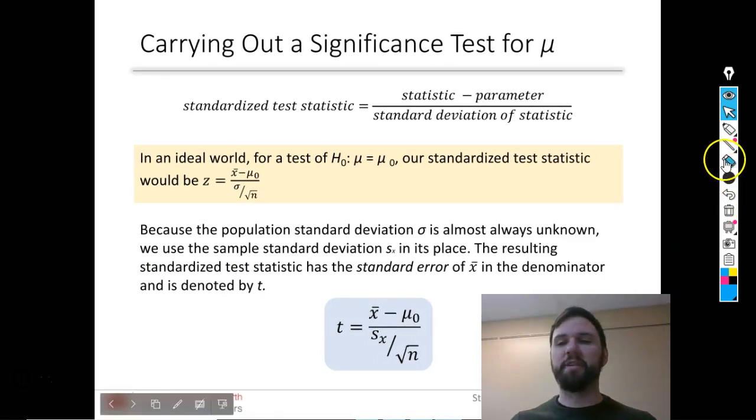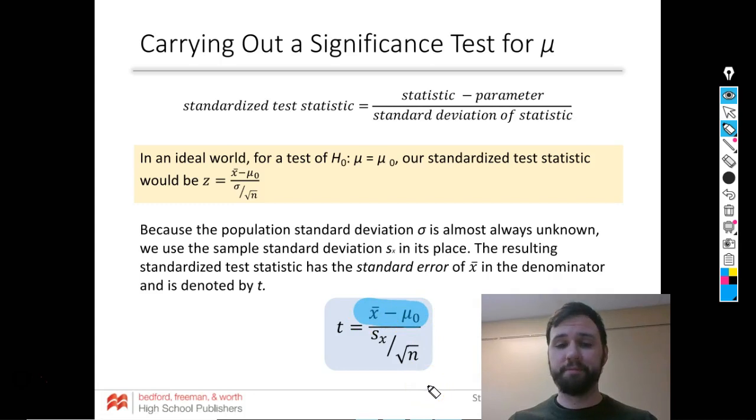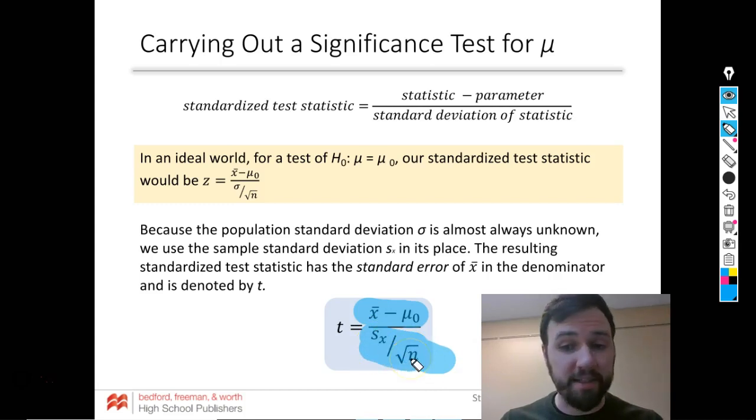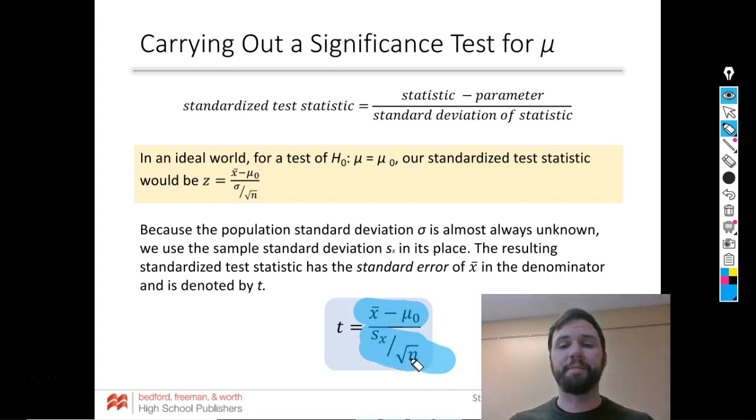So this is our specific formula for mean: our statistic minus our null hypothesis value over the standard deviation of the sample this time over square root n.